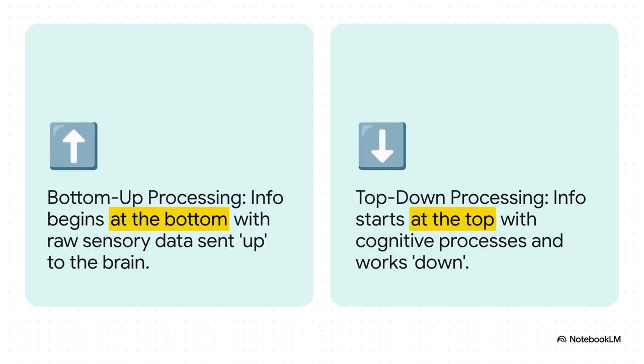And this whole process actually works in two directions at once. You've got bottom-up processing, which is totally data-driven. It starts with your senses and shoots that information up to the brain. But then there's top-down processing, which is the complete opposite. Your brain uses everything it already knows, your experiences, your expectations, to interpret the data coming in. So here's the thing to remember. What you see is always a mix of what's really out there and what's already inside your head.